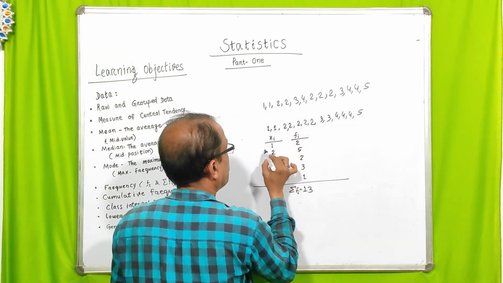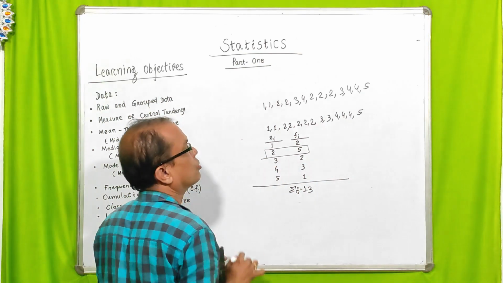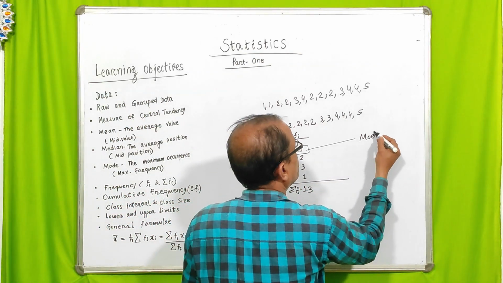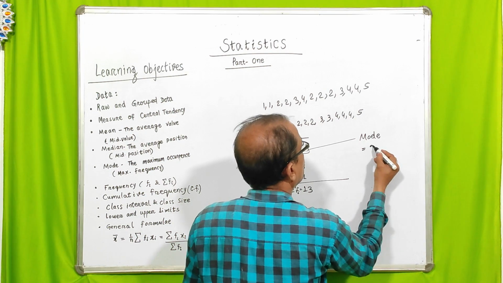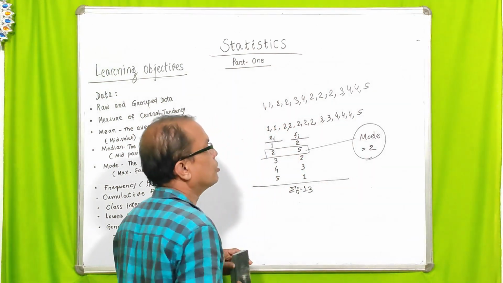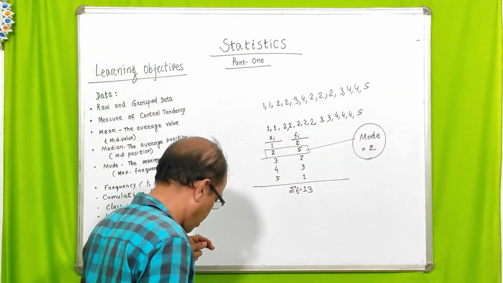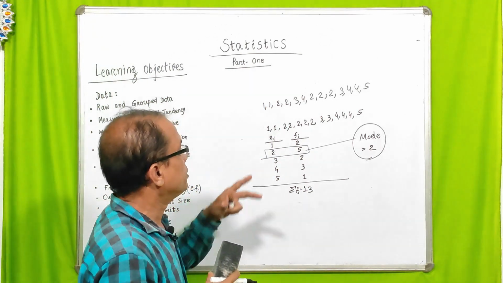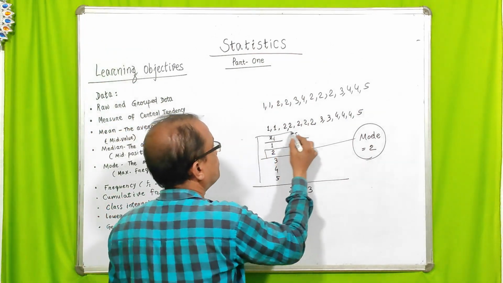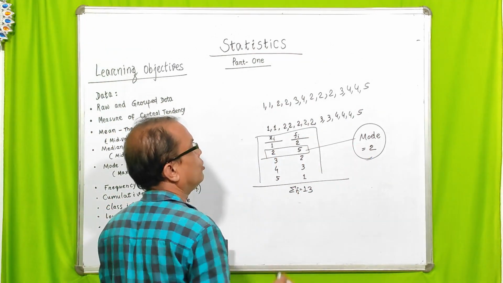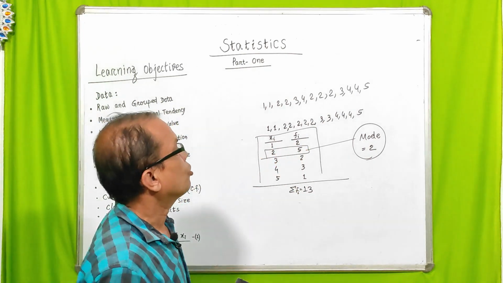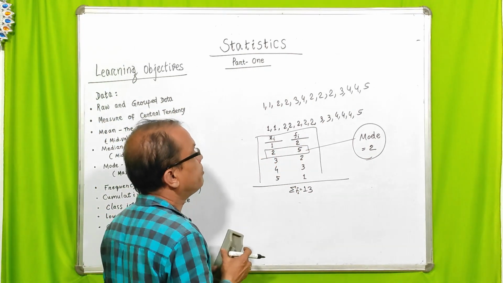And here we can see that this is the largest occurring thing. 2 has occurred maximum, so this one will be the mode. Which one is mode? Mode is 2 because it has occurred maximum number of times, that is 5 times. So in any data table, the maximum occurring value, the maximum frequency of the data is called mode. And what is the median?